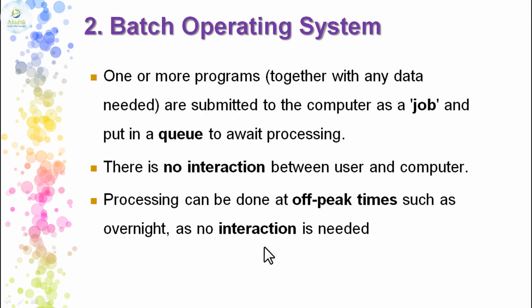The next type of operating system we have is the batch operating system. The word batch is nothing but a list of a number of jobs. So one or more programs, together with any data needed, are submitted to the computer as a job and put in a queue. A queue is nothing but a line. When you go for railway reservation, you will stand in a queue.